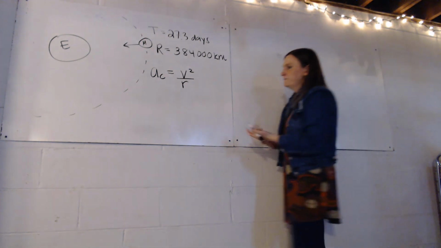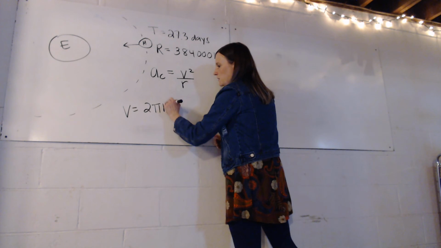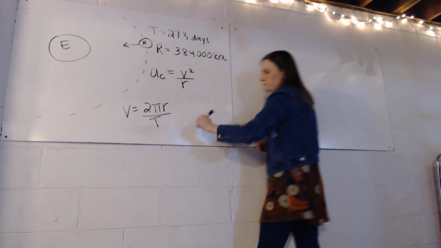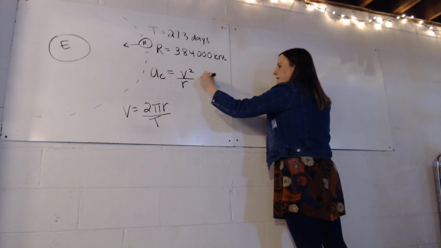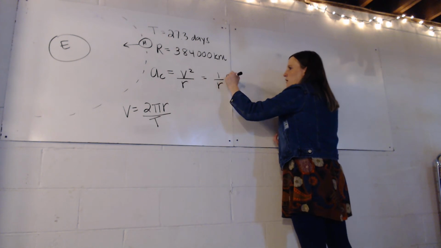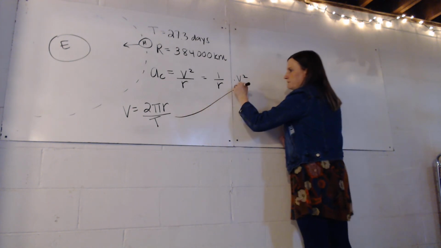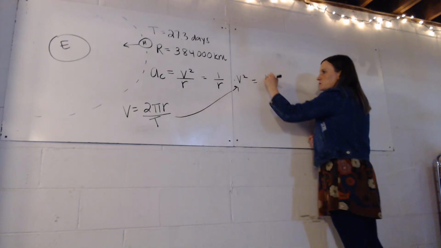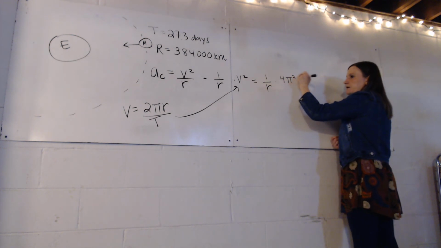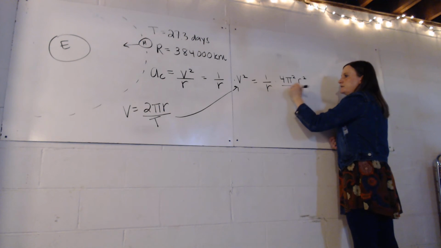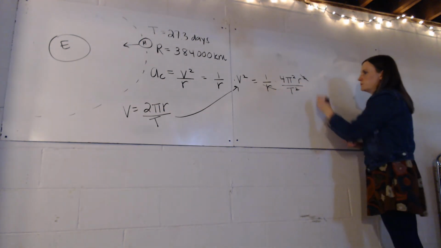And so v for the Moon is 2 pi r over t because it's relatively uniform motion. And so if we put that in, I'm going to rewrite this, maybe just to make it easier to see, as 1 over r times v squared, okay? And then I'm going to put this quantity in for v and square it. So this becomes 1 over r times v squared, which is 4 pi squared r squared divided by t squared. So you see that one of the r's cancels out, right? And then we can plug our numbers in.